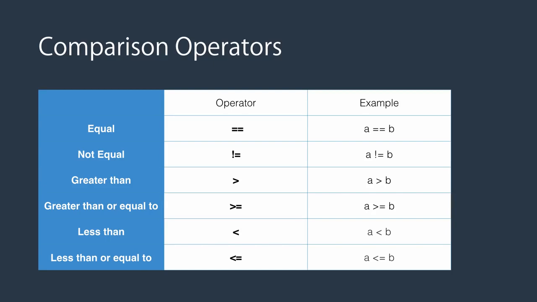Okay, next, comparison operators. So we've got equal, which is indicated by double equal sign, not equal, greater than or equal to, less than, and less than or equal to. What I want you to pay attention to in this list is that testing for equality is accomplished by double equal sign. And that's different from a single equal, which is the assignment operator.